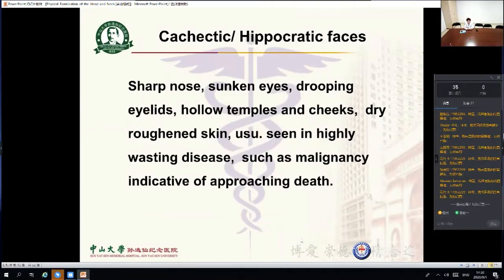And another general appearance I need to introduce to you is the cachectic or Hippocratic face. This is characterized by sharp nose, sunken eyes, drooping eyelids, hollow temples and cheeks, dry, rotten skin, usually seen in highly wasting disease, such as end-stage malignancy, or indicative of approaching death. So this is what we call in Chinese 恶病质, cachectic Hippocratic face.